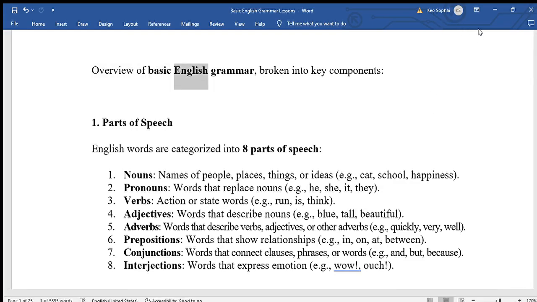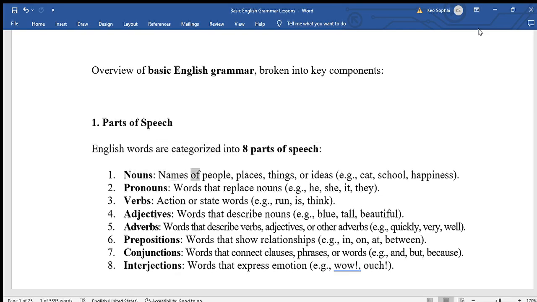Overview of basic English grammar, broken into key components. Components. 1. Parts of speech. English words are categorized into 8 parts of speech.